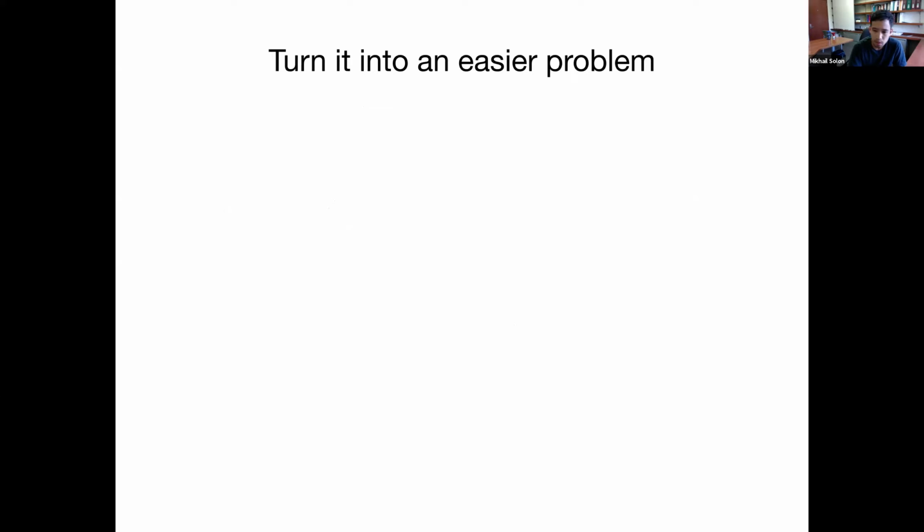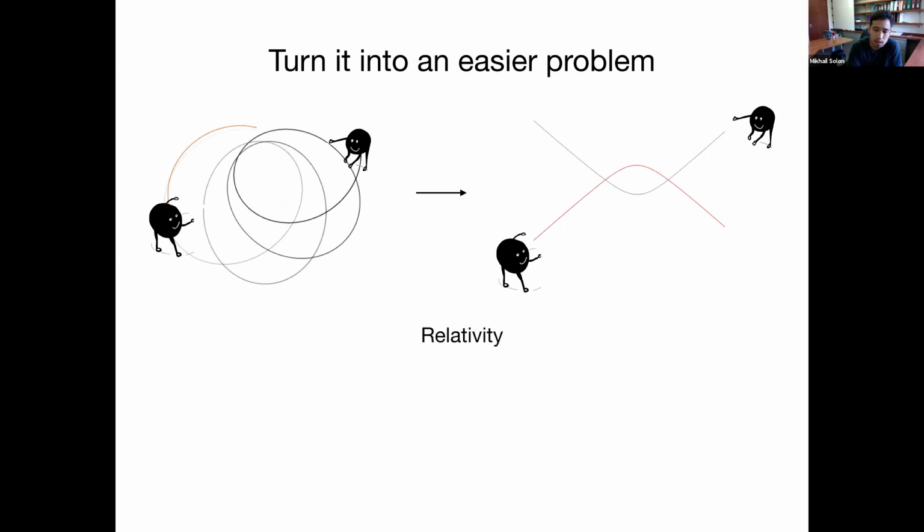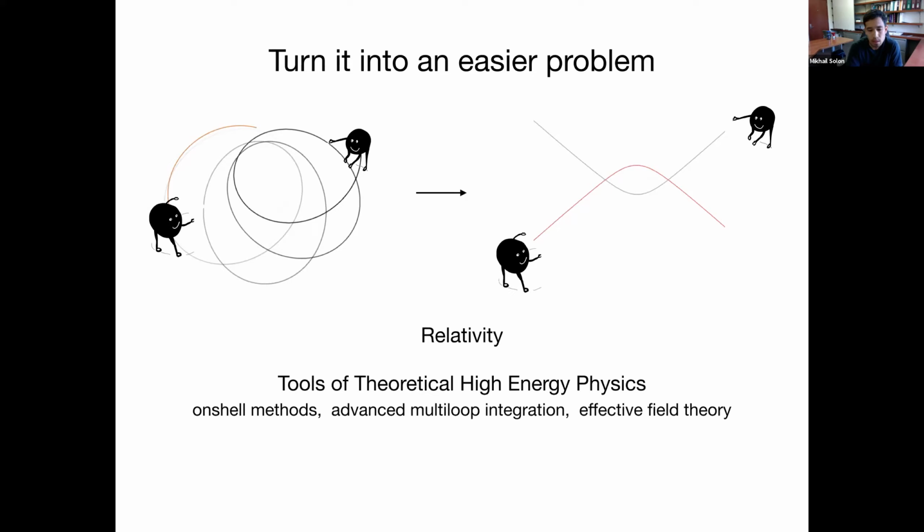And one way that Amplitudes people have done that so far is to turn the bound state problem into a scattering state problem. So scattering states are easier to analyze than bound states because of relativity. Secondly, for scattering states, we can deploy all the tools of theoretical high-energy physics that we've been talking about in this conference, such as on-shell methods, advanced multi-loop integration methods, and effective field theory. And finally, and most importantly, the underlying dynamics between the two of these are actually universal. So there's a lot of information you can get from scattering states that you could then use to really understand mergers that LIGO detects.